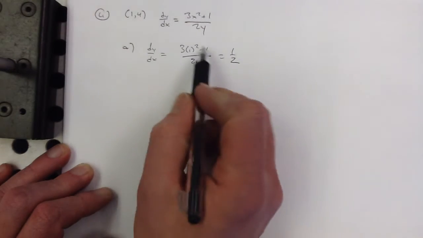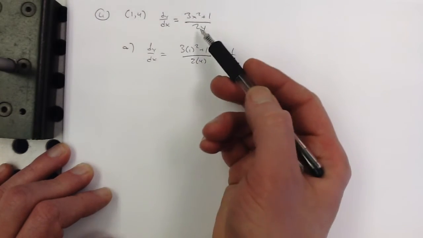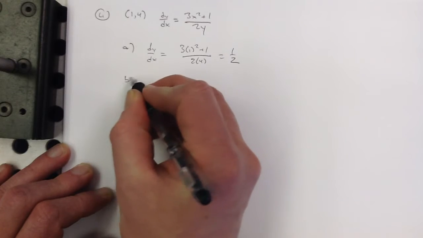Right? To find the slope at a point, given this kind of thing, we need to know both the x and the y coordinate, but they gave us both the x and the y for that.